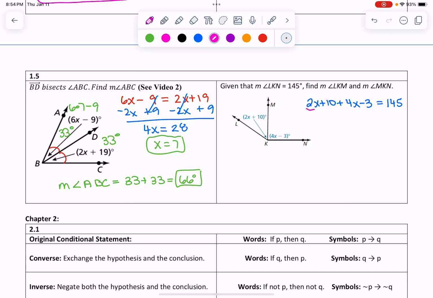Again, combining my like terms, I'm going to get 6x plus 7 is equal to 145. Subtract the 7 from both sides. And 6x is equal to 138. Divide by 6, and we get that our x is equal to 23.